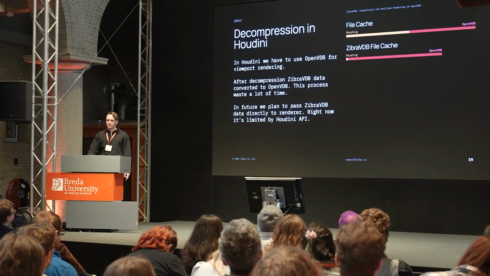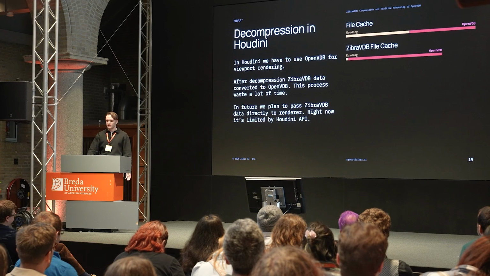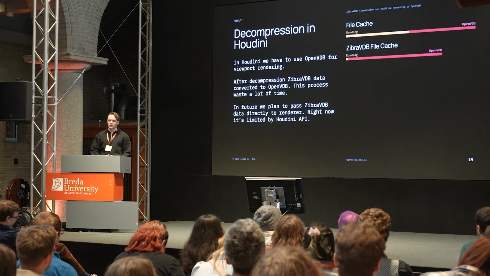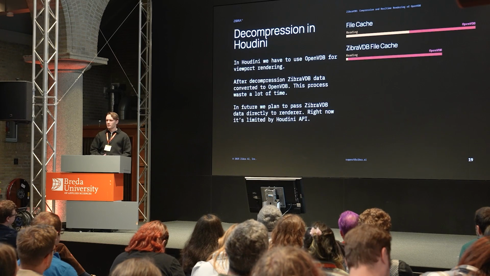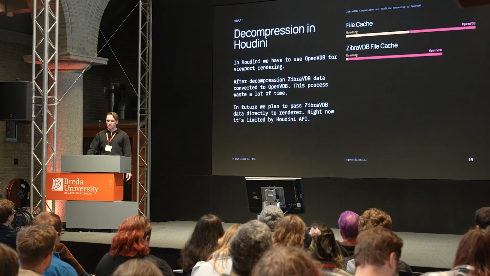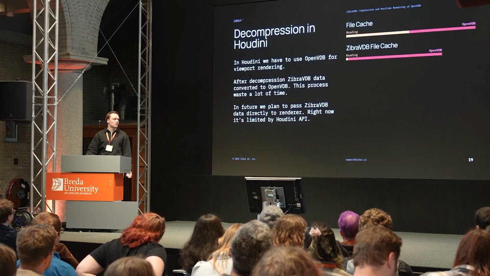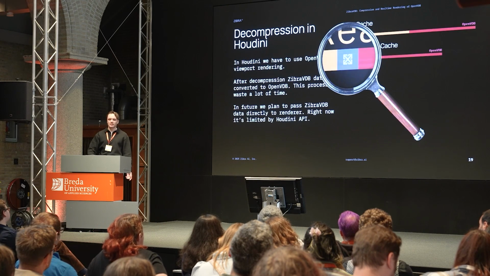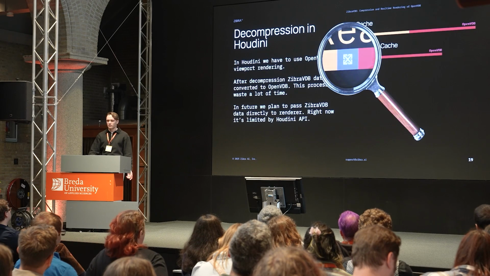In the case of ZibraVDB file cache, you read from disk really fast because your data is compressed, but after the decompression, we actually convert it to VDB in Houdini because all renderers know how to work with VDB. They don't know how to work with custom volumetric data. So we need to convert it to VDB, and this conversion actually takes almost all of the time. The decompression step here is so small that it doesn't affect performance at all. It's all OpenVDB that we cannot get rid of right now.